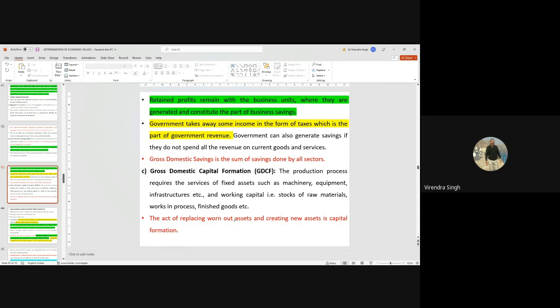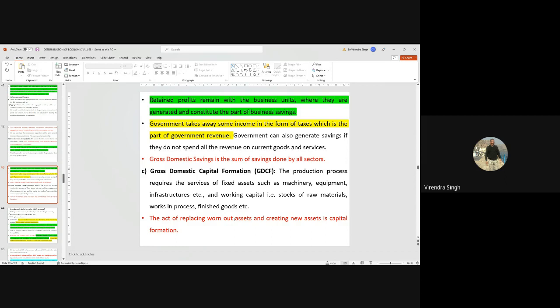The third measure of aggregate is gross domestic capital formation. The production process requires the services of fixed assets such as machinery, equipment, infrastructure, etc., and working capital, that is, stock of raw material, work in process, finished goods, and so on and so forth. The act of replacing worn out assets and creating new assets is capital formation.